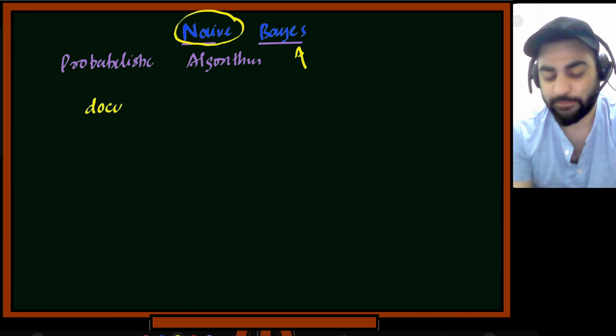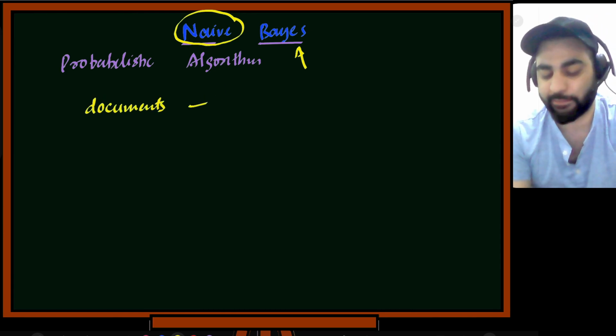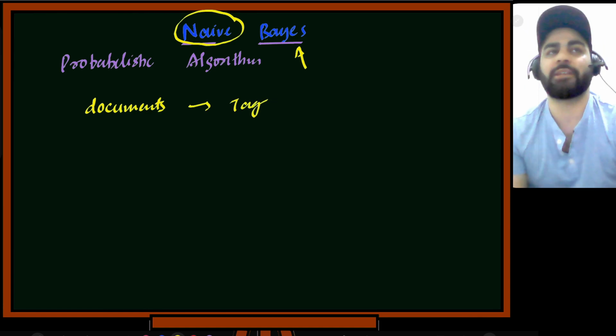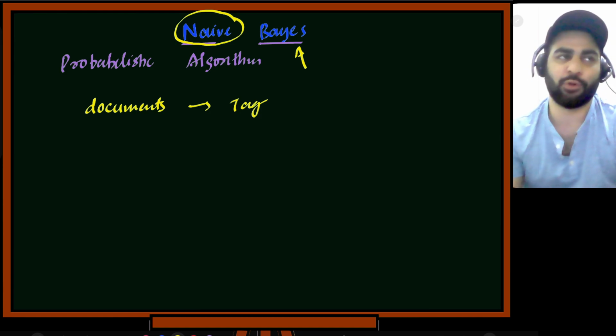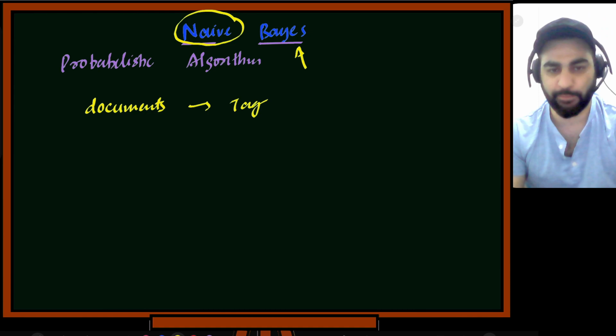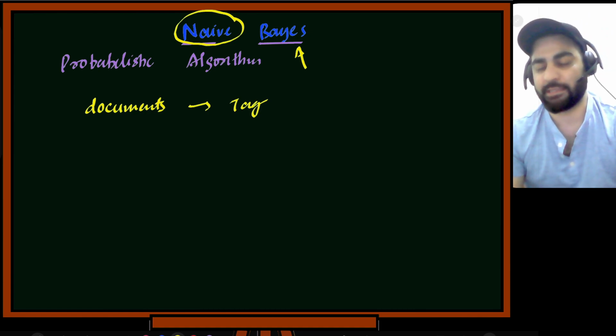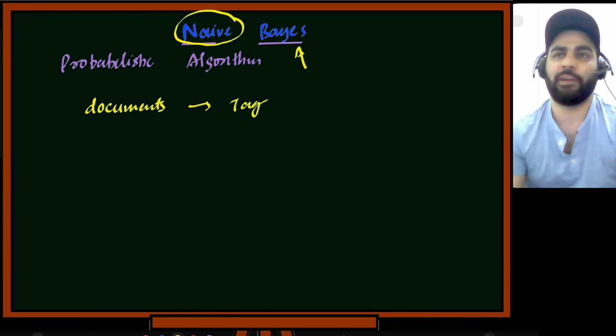You have documents and you want to classify, you want to tag them, because there are tons of documents on the web, or maybe each document can be a book also. Which book is on what? Is this book on mathematics, chemistry, physics? That's a classification problem. Again, in sentiment analysis, if you are given a review, is this review positive or negative?